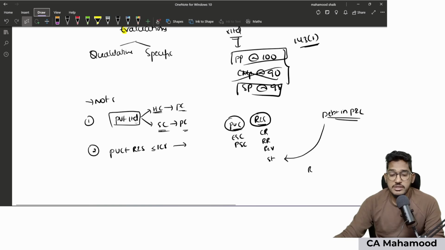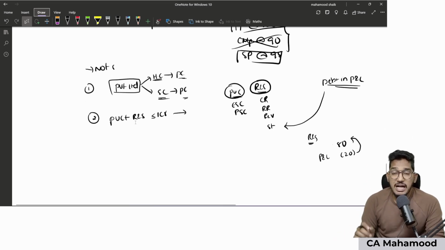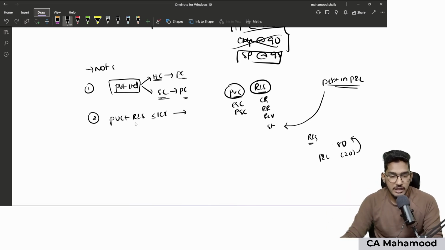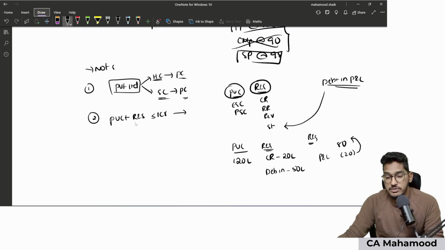For example, assume reserves and surpluses credit balance is some 80, but there is a P&L debit balance of 20. So this 20 can be adjusted against this 80. Sometimes what will happen is, even after adjusting against the credit balance of the reserves, there will be excess debit balance left in the P&L account. If I give you one typical example, the company is having paid up capital of 120 lakh rupees. In the reserves and surpluses category, they have a credit balance of reserves of 20 lakh rupees, whereas they have a debit balance in the P&L of 50 lakh rupees. Now, out of this debit balance in the P&L, only 20 could be adjusted against the reserves. Even after that, 30 lakh rupees of excess debit balance is left out.